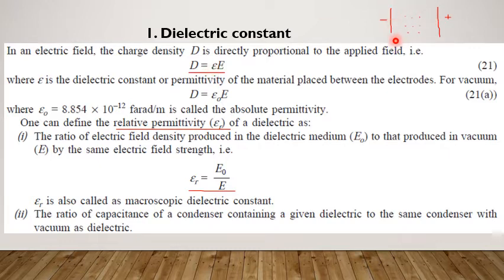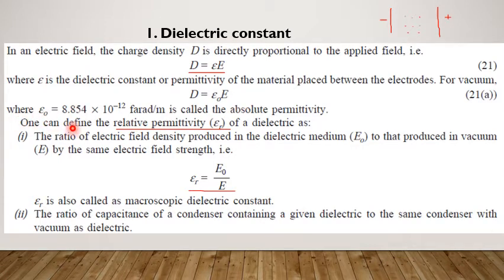Electric field is produced between positively and negatively charged plates. These are two plates or two electrodes which are negatively and positively charged. There is a medium between the two plates, and this medium is the dielectric medium. And here the epsilon is the dielectric constant of this dielectric medium. And if there is vacuum between the two plates, no medium, then the epsilon value is equal to epsilon naught. D is equal to epsilon naught E if the vacuum is present between the two plates.